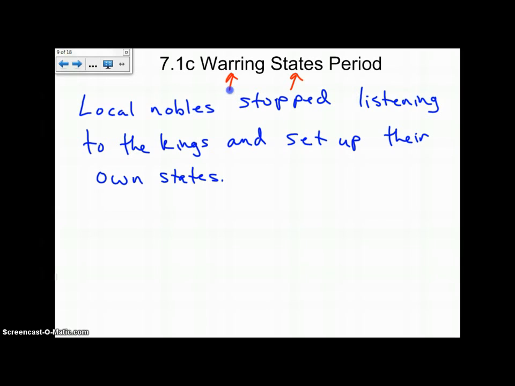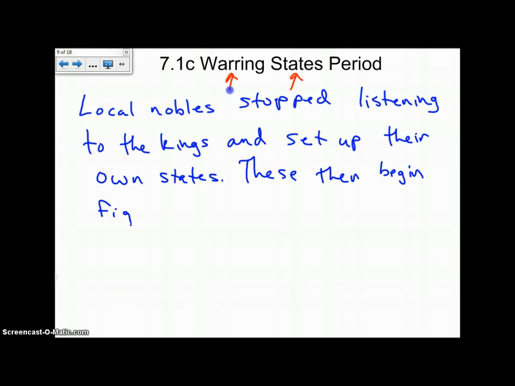Okay? Yes, we have our own state of Illinois, but we still abide by the rules and the law of the federal government. If we were to stop listening to them and start our own little thing, and then maybe decide that we wanted to get a little more land and take a little bit of Indiana or Wisconsin, we're going to have a war on our hands, okay? So they set up these independent states. These states then begin fighting.